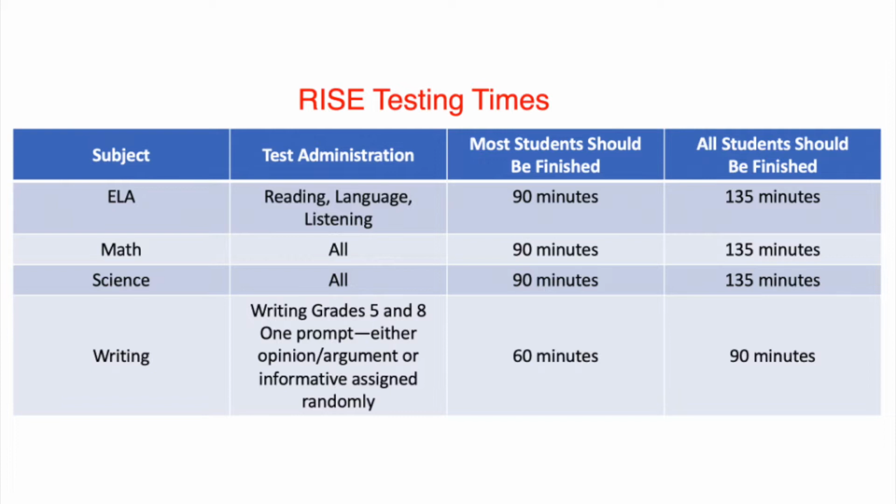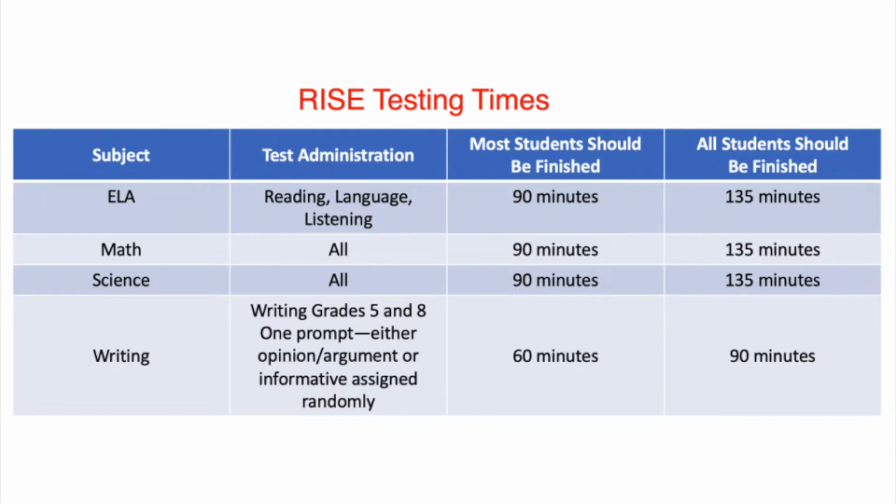As seen in this chart from the USBE, the ELA, math, and science tests are designed for most students to finish in 90 minutes, and all students to be finished in 135 minutes. The writing test is designed to be a quick write, so most students should be finished in 60 minutes, and all students should be finished in 90 minutes. USBE checks the time spent testing, and evidence shows students taking longer than the designed time frame score significantly lower than those who finish within the prescribed time frame.